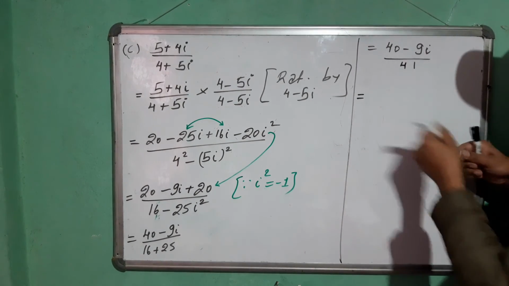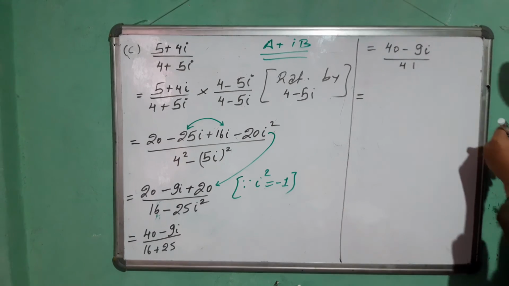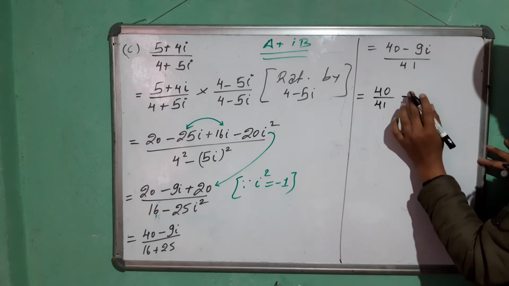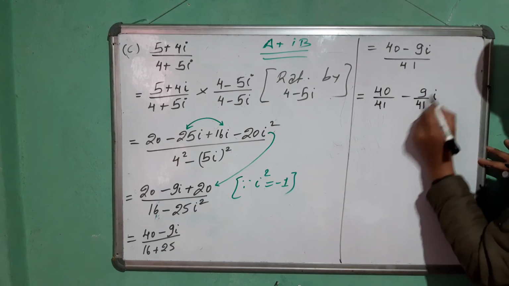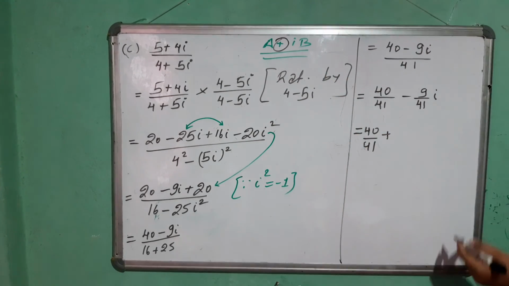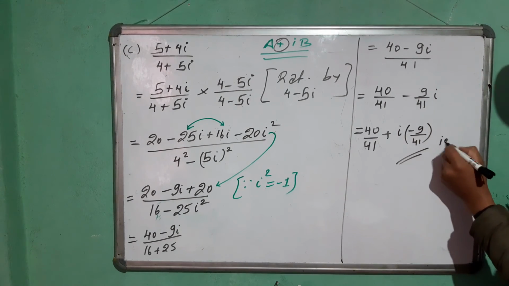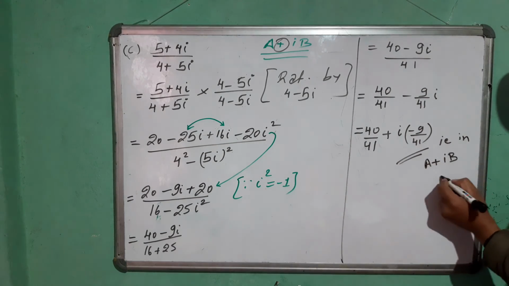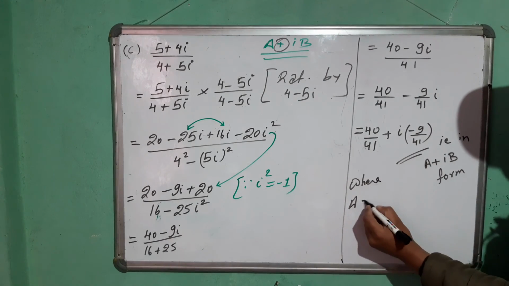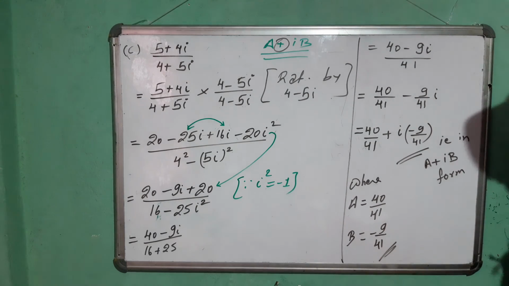You have to express in a plus ib form. A plus ib form, that means you have to remove this divided by. Okay, so separate it. Real part 40 by 41, minus 9 by 41 i. This you can write 40 by 41 plus, you have to make plus, isn't it, in the middle, plus i into minus 9 by 41. That is in a plus ib form, where a equals 40 by 41, b equals minus 9 by 41. In this way you have to do.